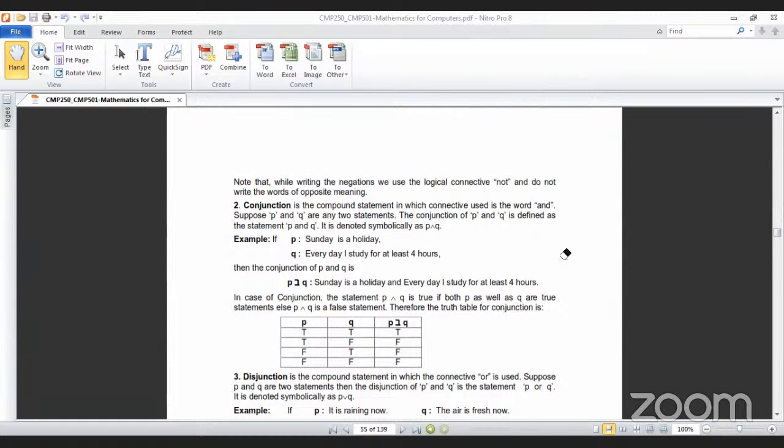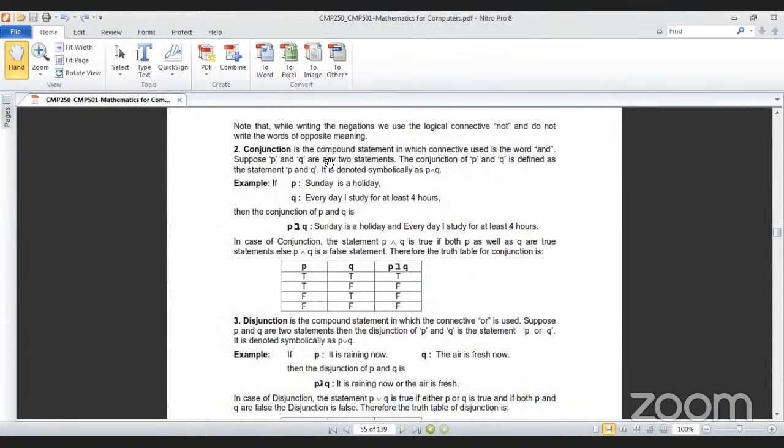Now see, we are talking about "and". Now what happens in "and"? If P is T, see, here is your example. Now how do you define it? If P is: Sunday is a holiday. Q is: Every day I study for at least 4 hours. So you need to find P and Q. So the conjunction of P and Q will be: Sunday is a holiday and every day I study for at least 4 hours.